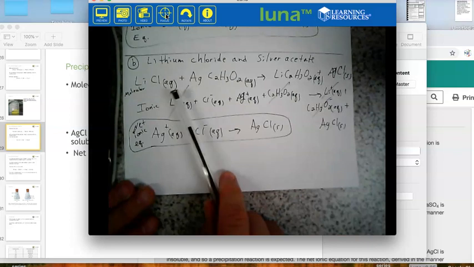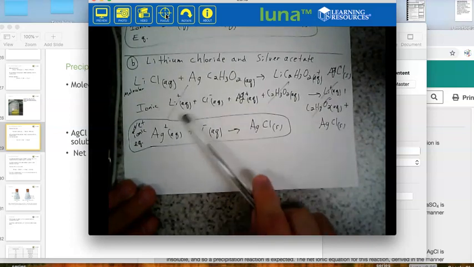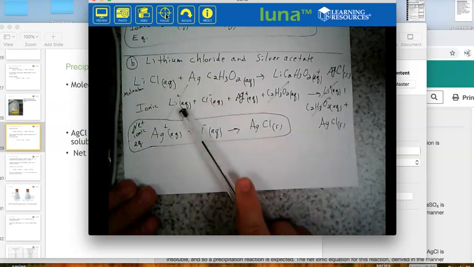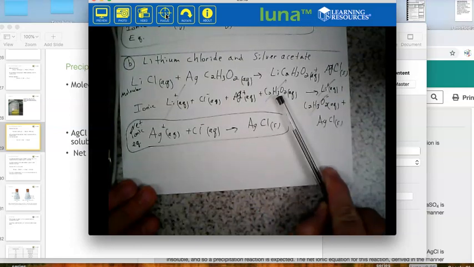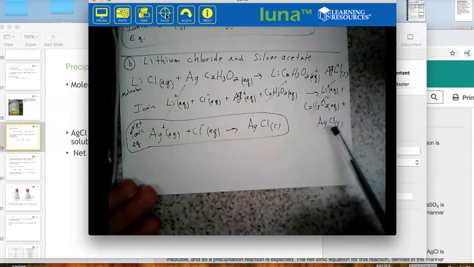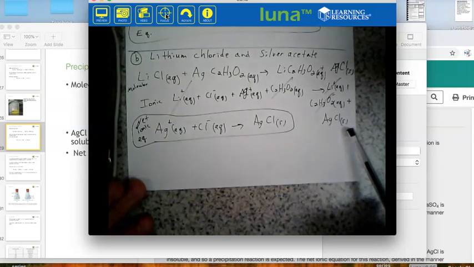Now I need to break apart my aqueous species into ions. So lithium becomes lithium plus, chlorine becomes chlorine minus, silver plus, acetate minus, and then lithium and acetate again. And then the silver chloride, of course, stays together because it's a solid, it's a precipitate in the solution.